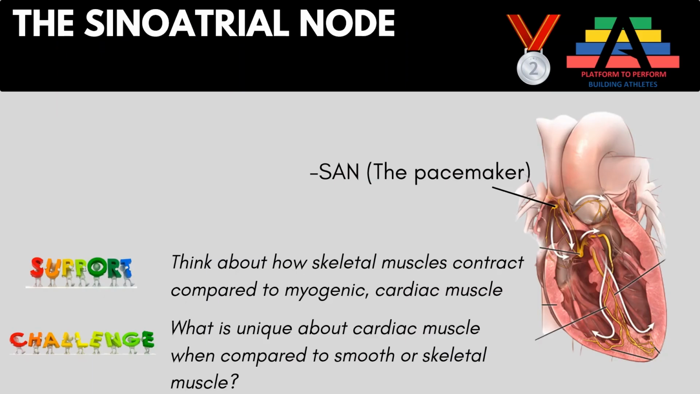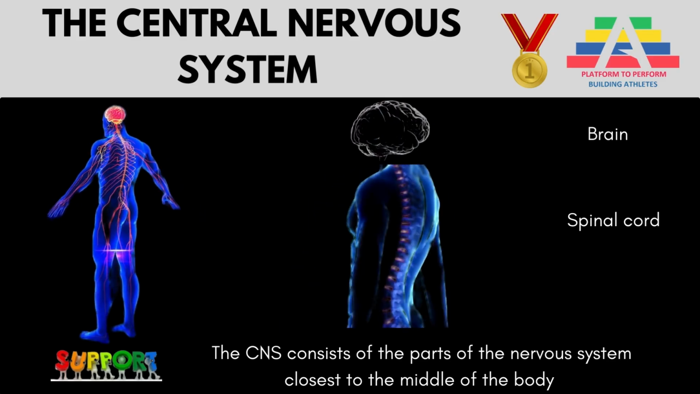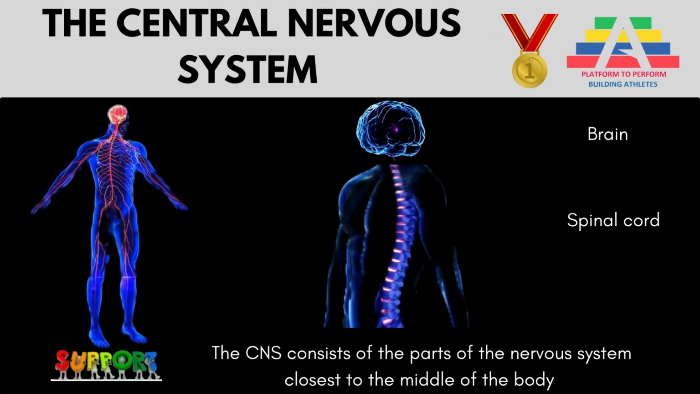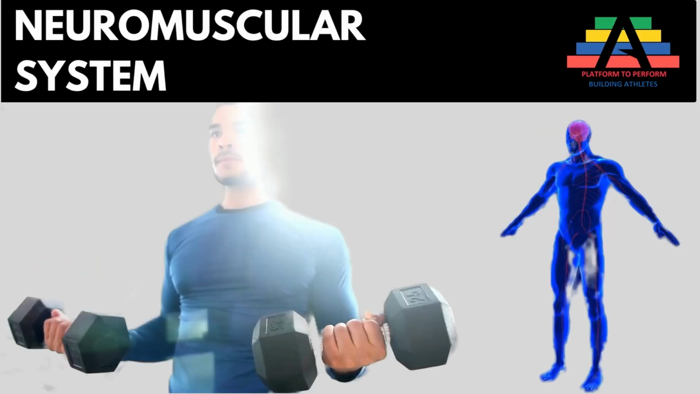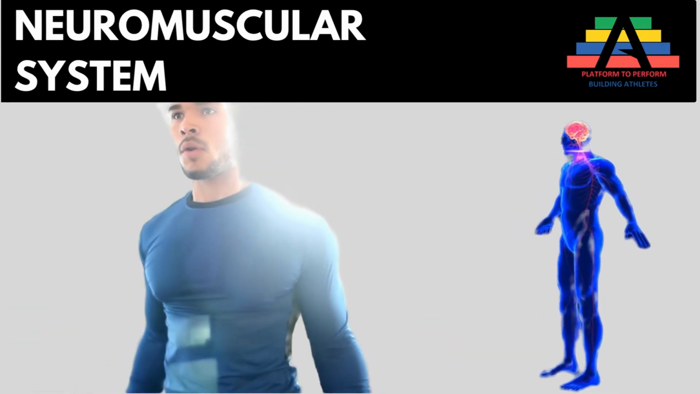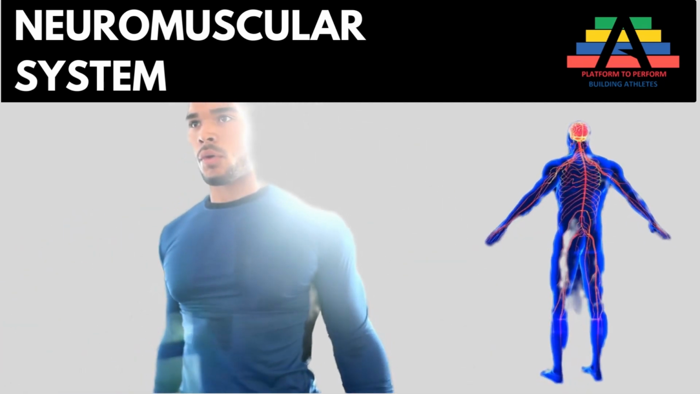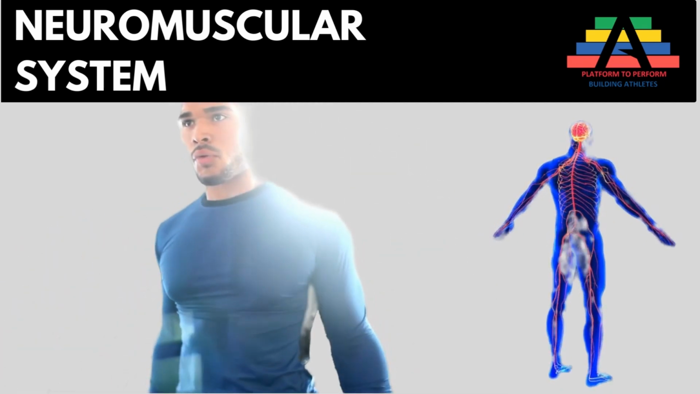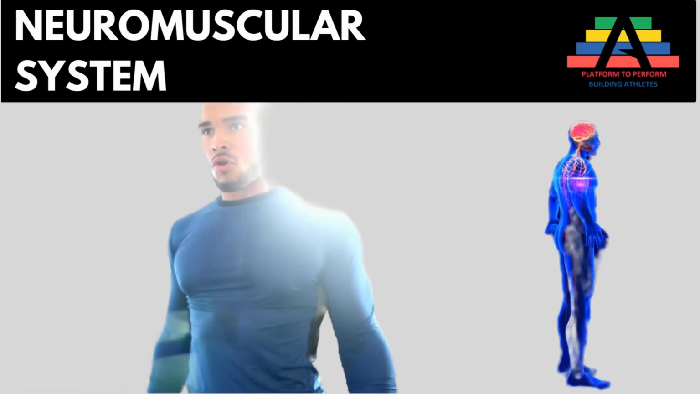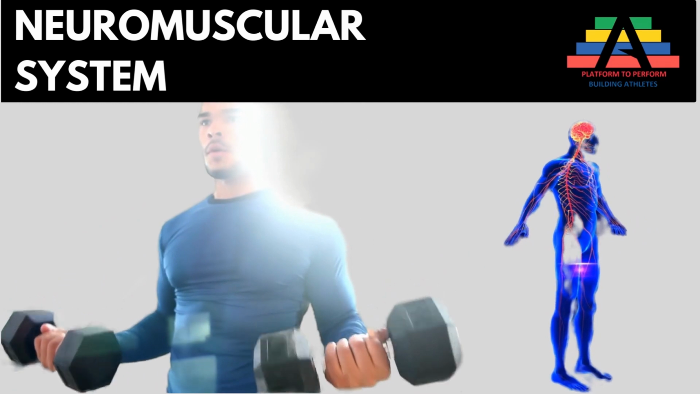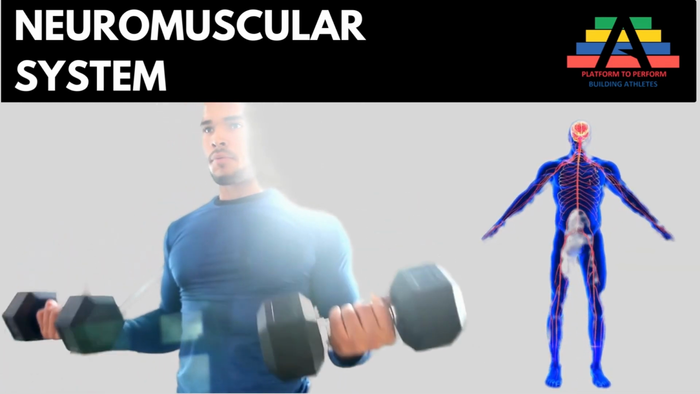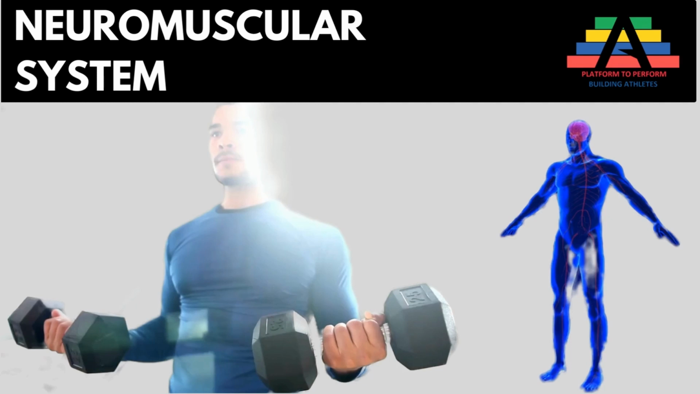So what is it that makes myogenic cardiac muscle different compared to skeletal muscle? Because it's myogenic, that means it can transmit its own impulses. It doesn't require the brain in order to tell the heart to work. Now, if we compare this to, for example, the biceps, they need information from the brain and the spinal cord in order to contract. We're going to learn more about the nervous system or the neuromuscular system in later content, but neuro relates to nerves, muscular relates to obviously the muscles. So in the neuromuscular system, we're going to learn how the nerves talk to the muscles and get them to fire.